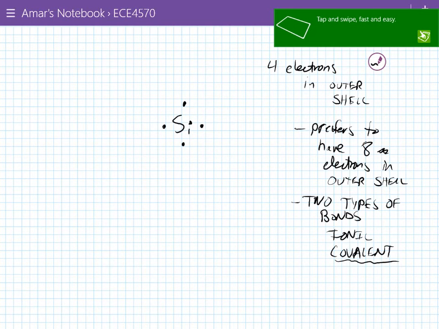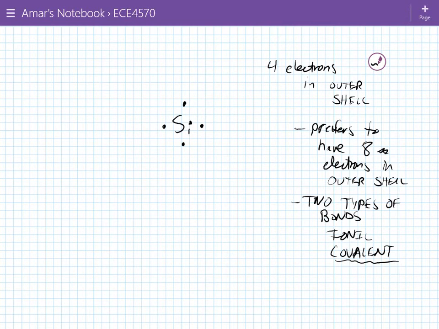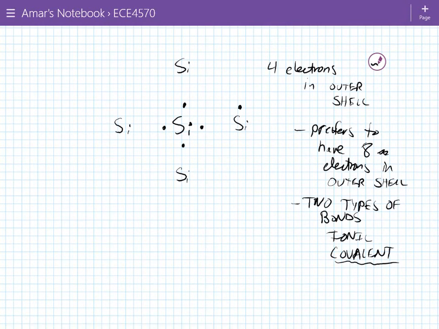So a silicon atom forms covalent bonds with 4 other silicon atoms around it. So let's put another silicon atom here, a silicon atom here, a silicon atom here, and a silicon atom here. This one has, sorry, not 4 atoms, 4 electrons around it. 4 electrons around this one, 4 electrons around this one, and 4 electrons around this one. Can everyone see this okay? Big enough? All right, good.